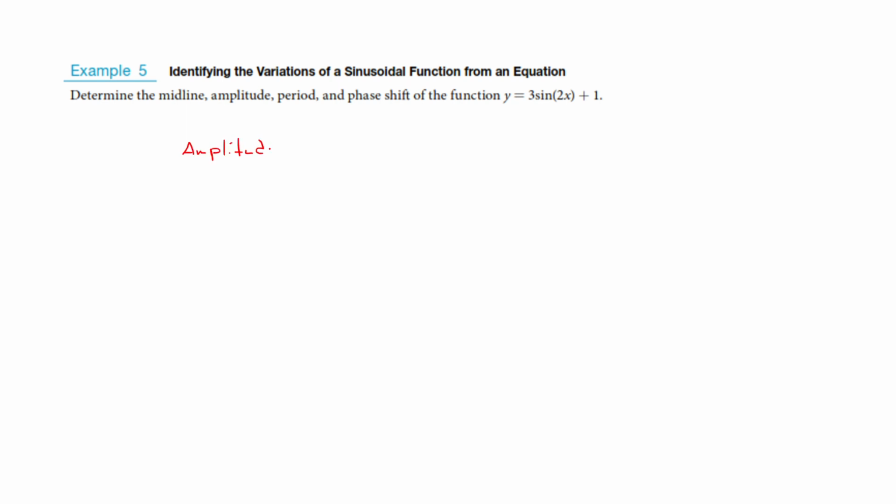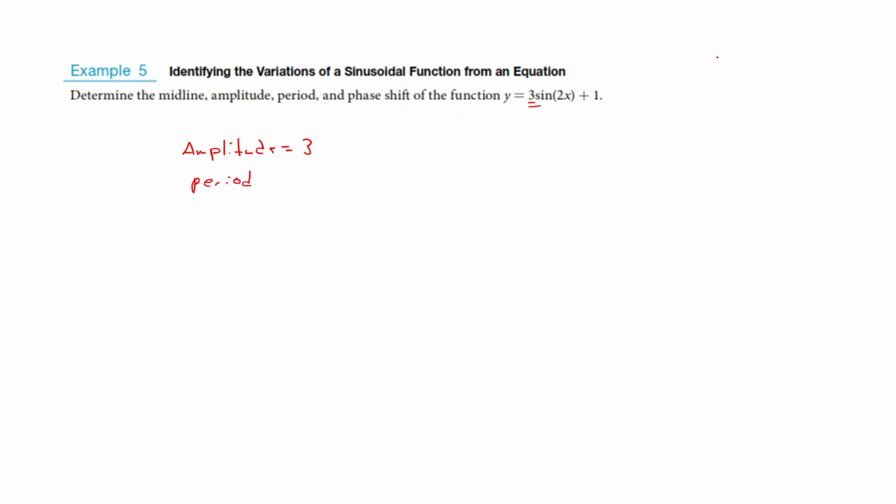So my amplitude is my vertical stretch. Are we stretching or compressing vertically? That's always what's outside the front of the function. So that's 3 here. Now it's an absolute value. If this had been -3, our amplitude would still just be 3. Let's do the period next.